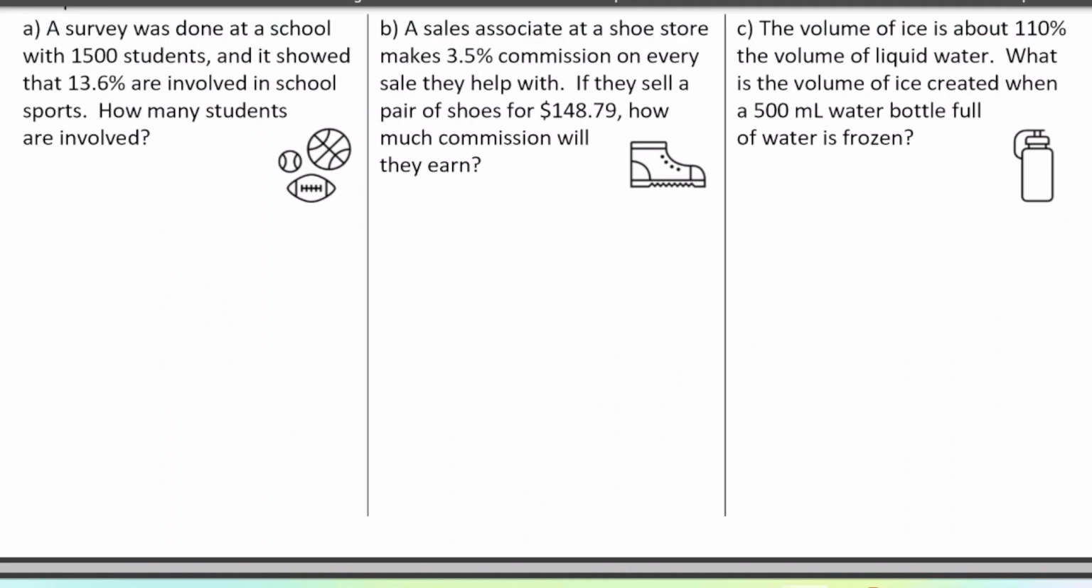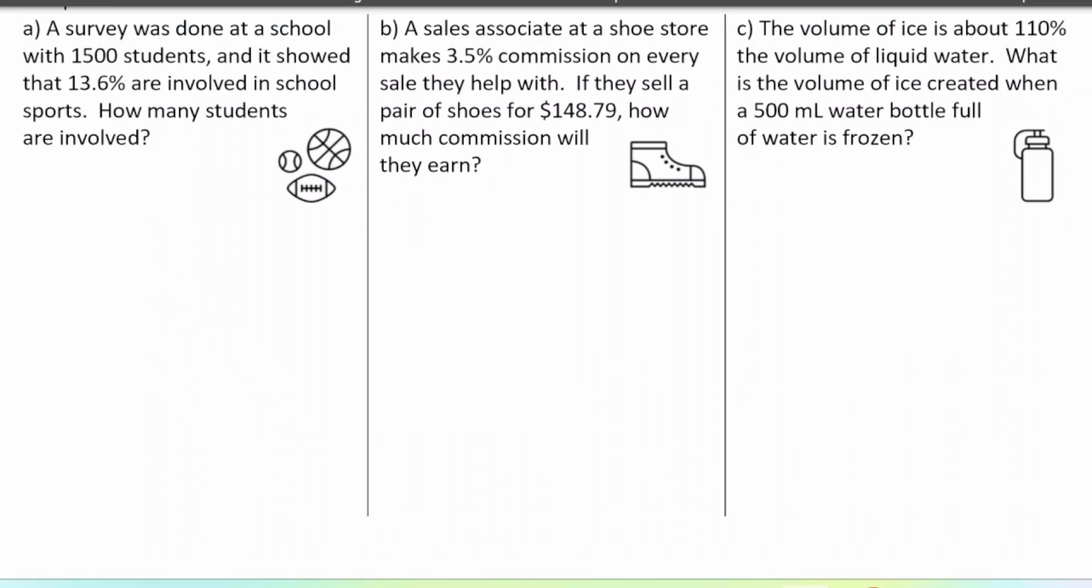It says a survey was done at school with 1,500 students, and it showed that 13.6% of those students were involved in school sports. How many students are involved? So we're going to do 13.6% of 1,500.